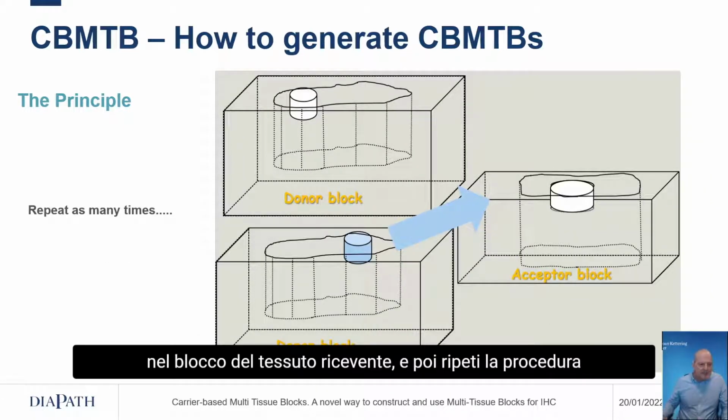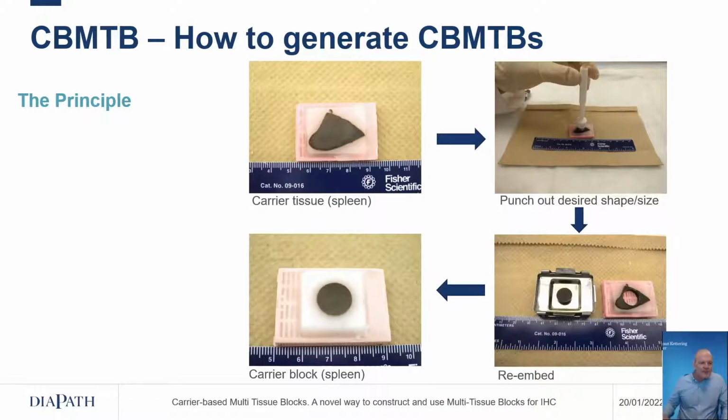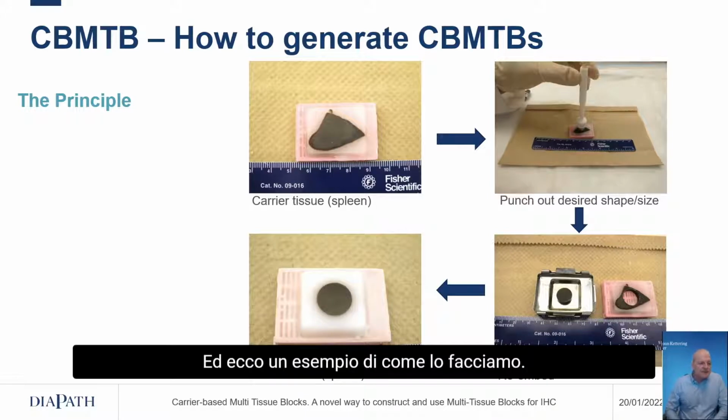And then you repeat it. You take a different donor tissue and also accept this in a block. And here is an example of how we do this. This is a spleen tissue, which we use as the carrier or acceptor tissue.